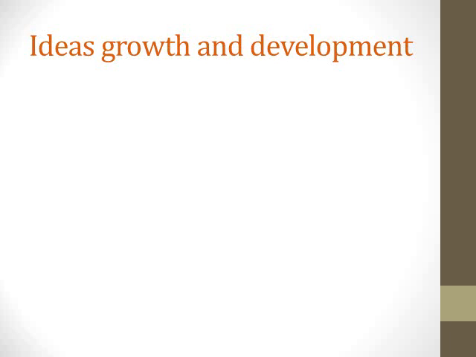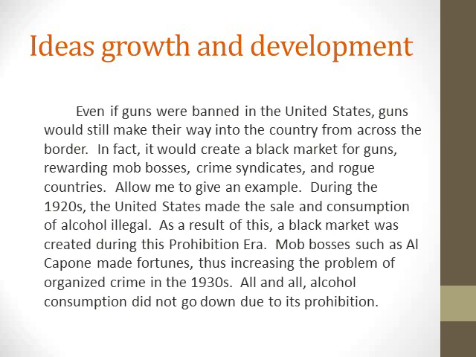Okay, so what I've done here is I have taken a major point made in the previous example paragraph, the promiscuous paragraph, and I've developed it in some detail. So this is the point about how the guns will make their way into the country anyway, even if they were banned. And then the rest of the paragraph goes into great detail developing this point. In fact, it would create a black market for guns, the author writes, rewarding mob bosses, crime syndicates, and rogue countries. Allow me to give an example.